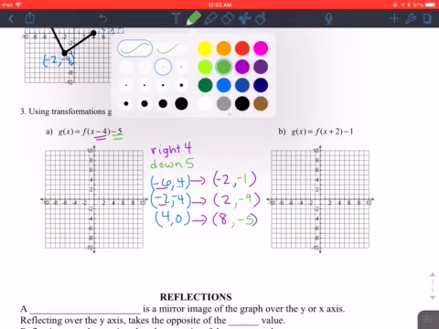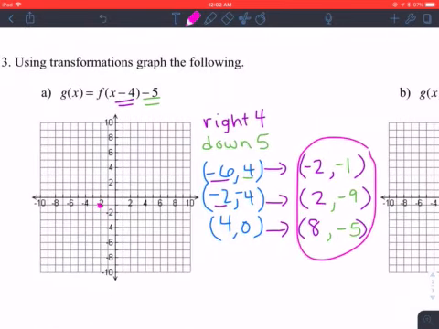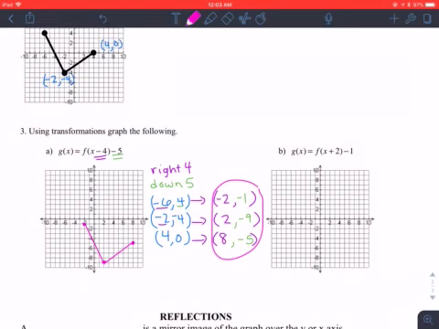So our final graph, we'll graph these 3 points. So -2, -1, 2, -9, and then 8, -5. And it should look very similar to the starting graph, just shifted right 4, down 5. So it should still be congruent, remember, same size, same shape.